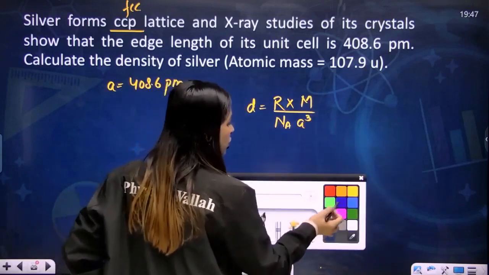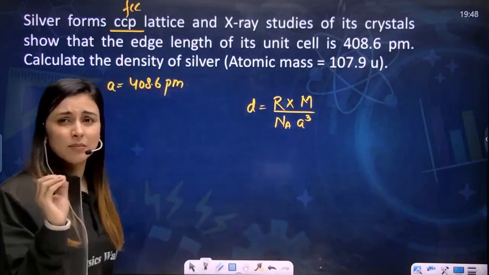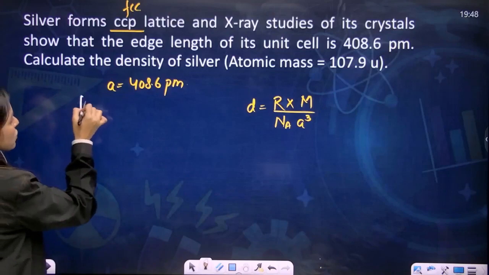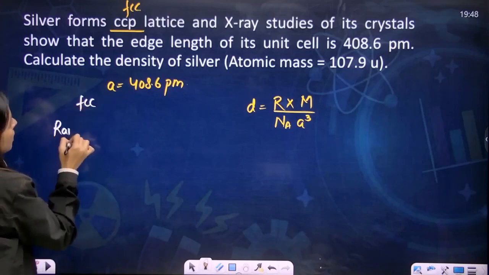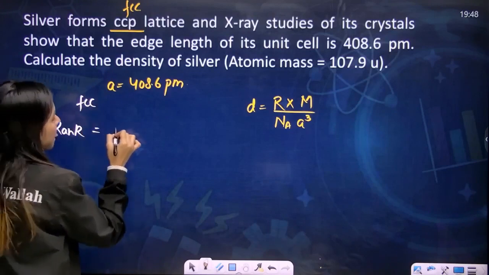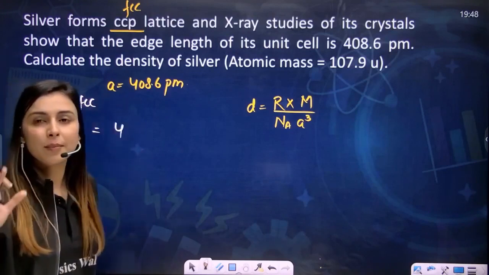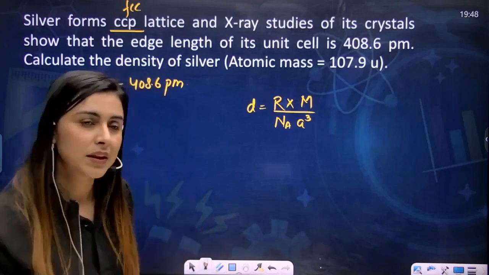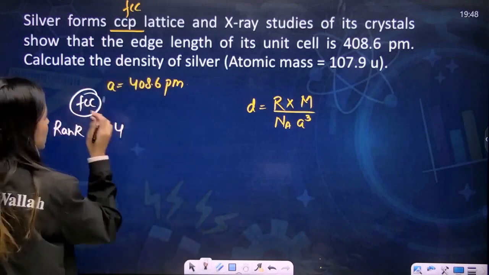So now, my dear students, you have to keep a few things in mind. First, it is an FCC structure, so we need to calculate the rank. Rank will be 4. I hope all of you remember that the rank for FCC is 4.